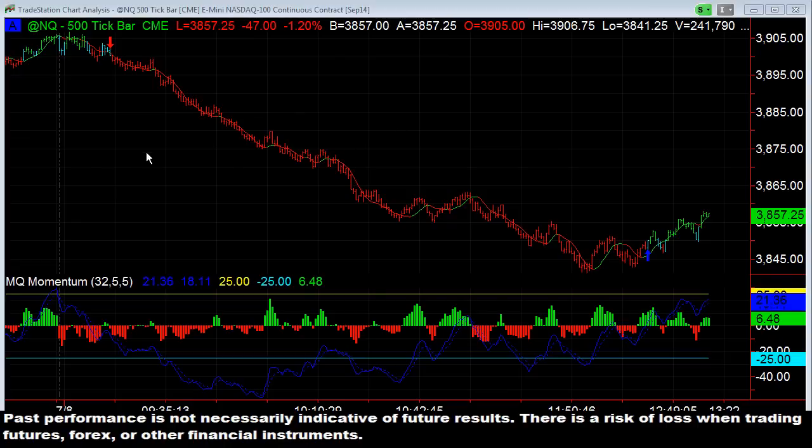Today we're going to talk about a setup we had in the Nasdaq in the futures trading room this morning and how that worked out if you had been trading it there with us starting at 8 a.m. Eastern time. So what we were looking at here was the Nasdaq on a 500 tick chart.